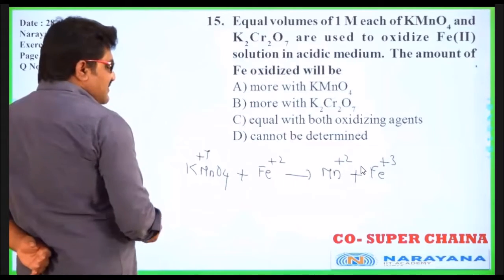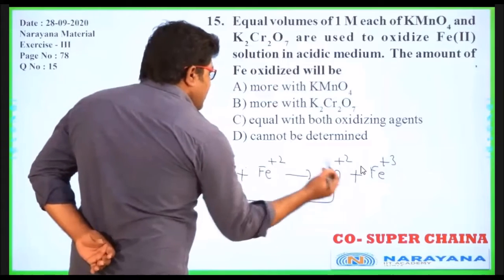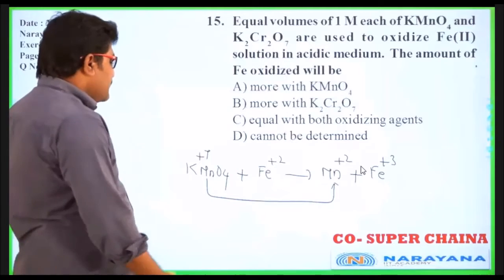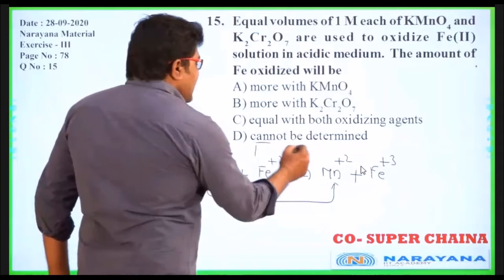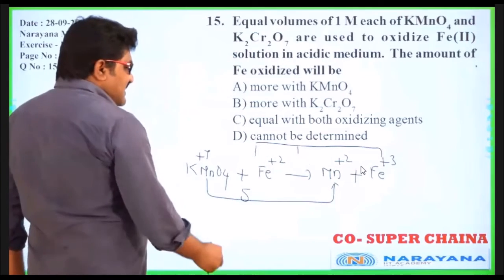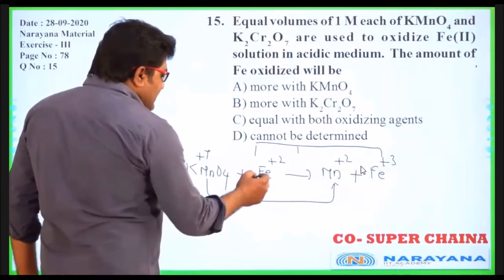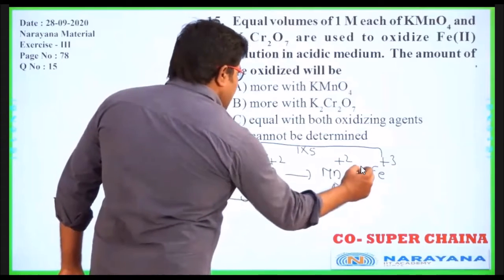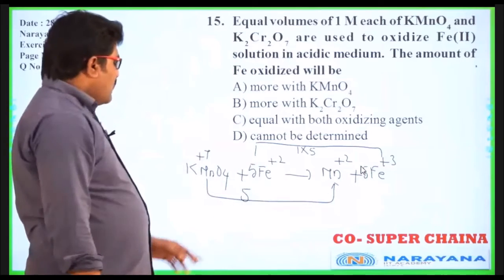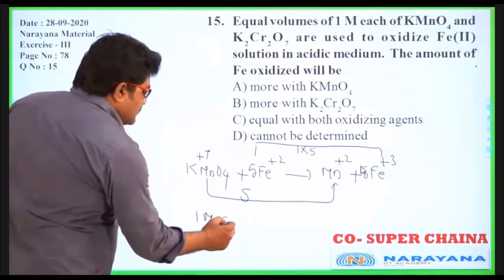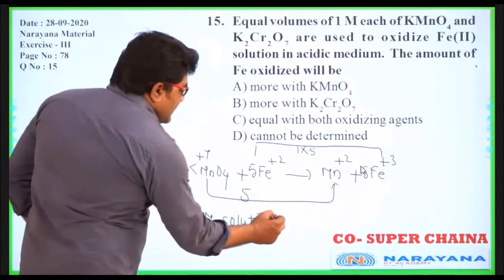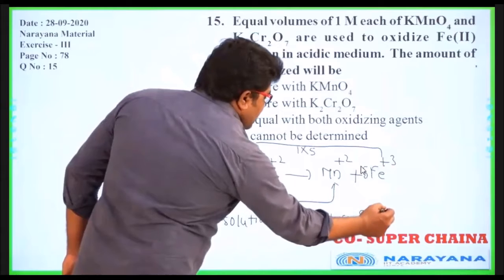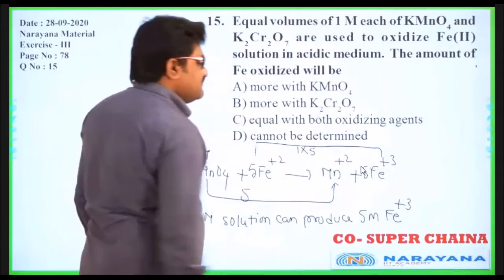Okay, see here, in KMnO4 manganese oxidation state is plus 7, and it changed to Mn plus 2 in acidic medium. As we know, the change is 5 units. Here iron change is 1 unit. For balancing the reaction, we can multiply it with 5. So here 5 and here 5. Okay, so 1 molar solution can produce 5 molar Fe plus 3 according to the reaction.